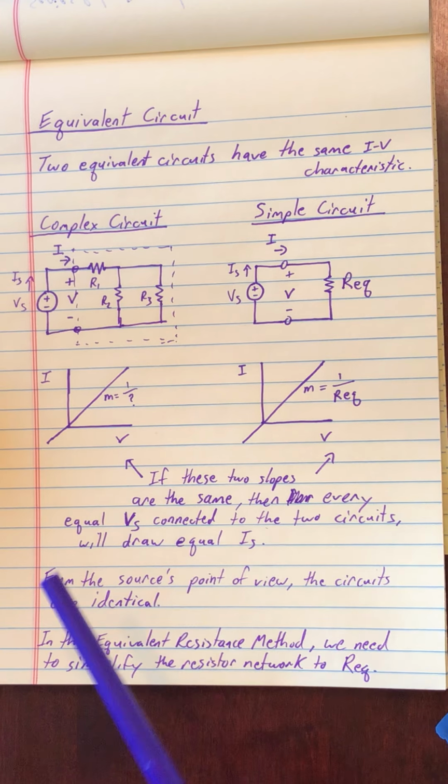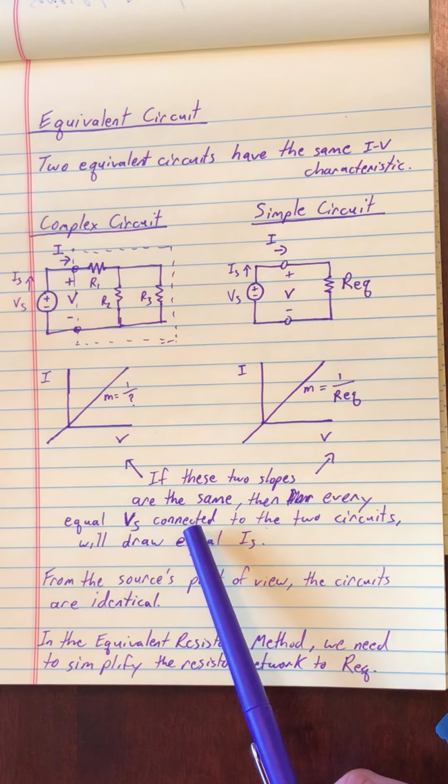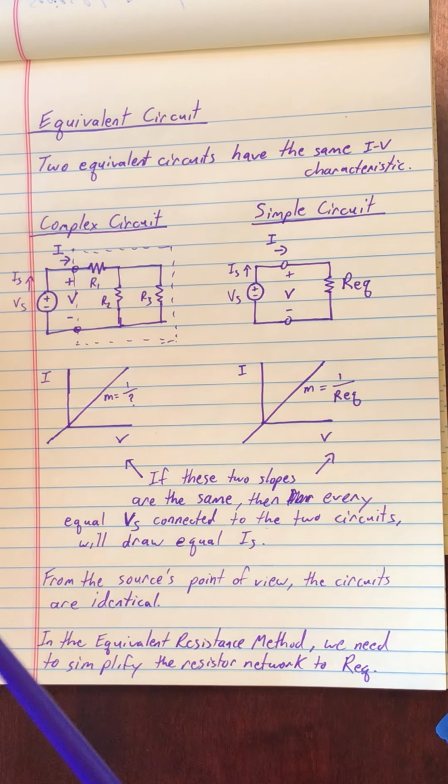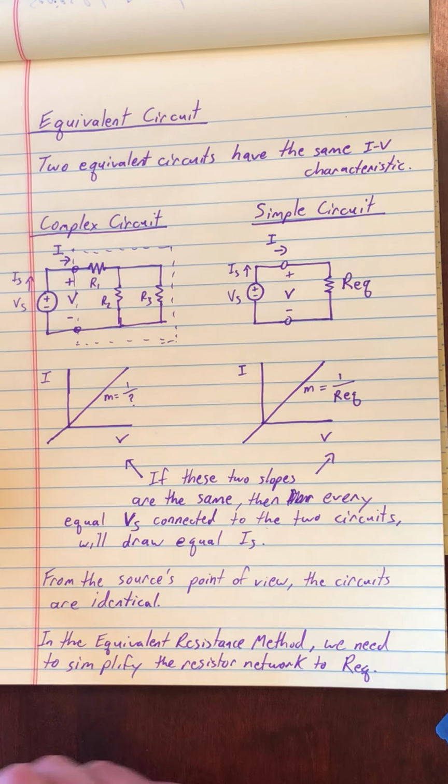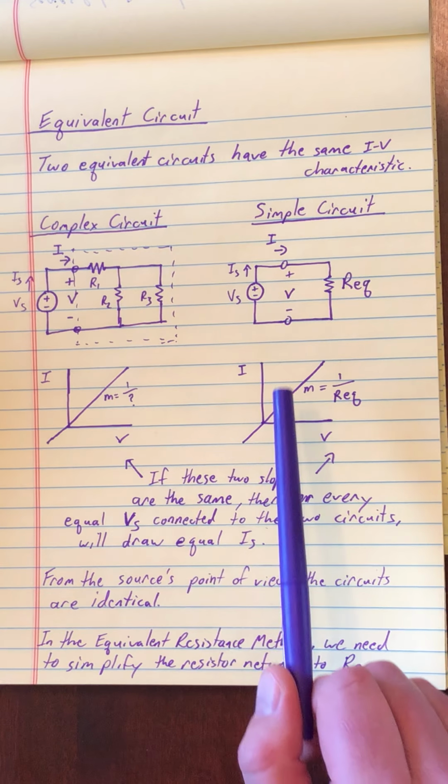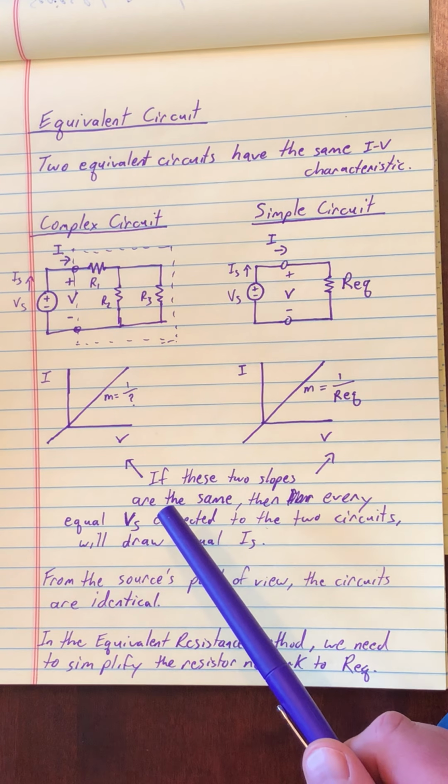So we're going to start out with the idea of an equivalent circuit and what it means to be an equivalent circuit. We talked about the IV characteristic last time, and the definition for being an equivalent circuit is that the two equivalent circuits will have the same exact IV characteristic.